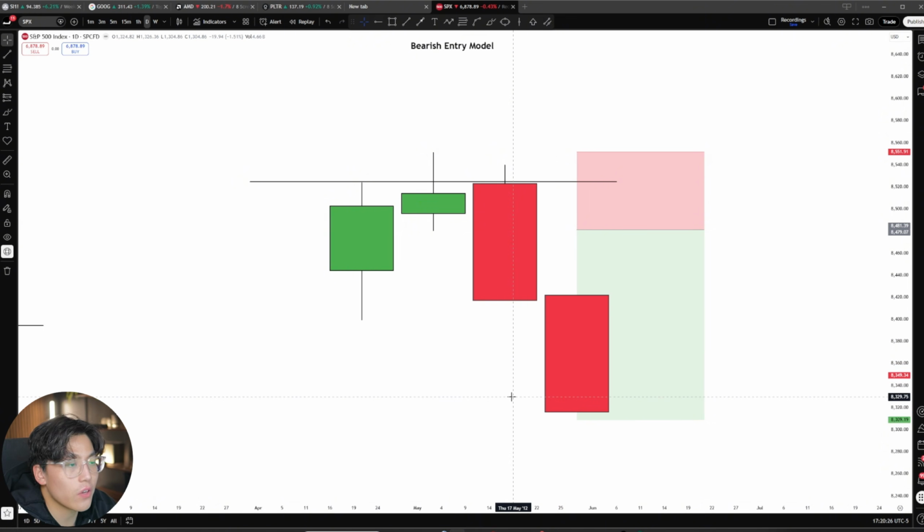So as you can see right here, these are our two entry models that we use towards the upside and the downside. Of course, this 3-bar pattern is one of my personal favorites. So with that being said, now I'm going to hop into the charts to show you guys exactly what this will look like in the real markets.